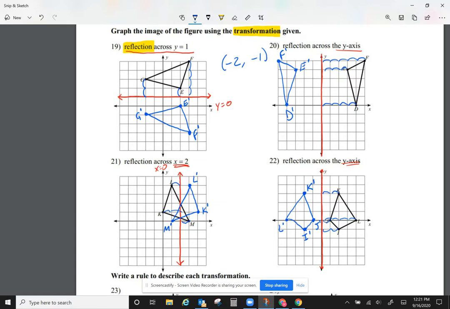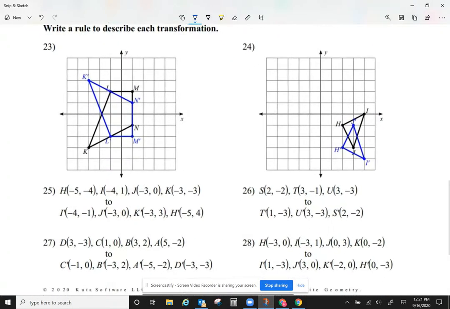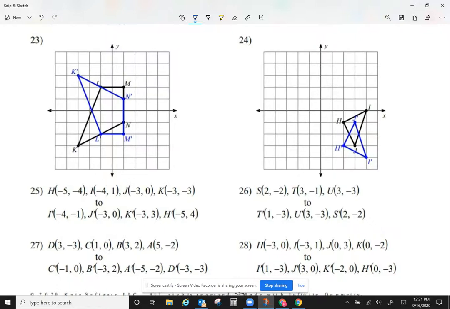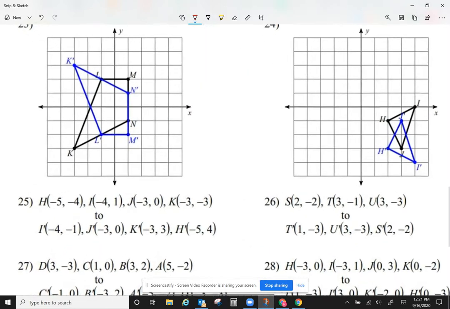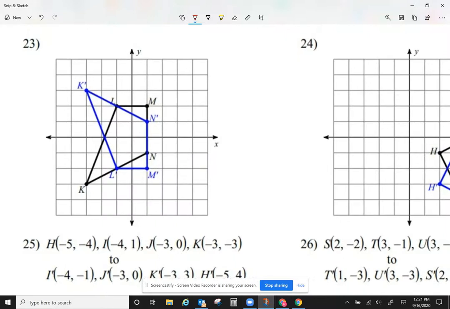Now, what you guys might struggle with a little is the rules. When I ask you, write the rule, if I give you the images, like questions 23 and 24, use the points that I gave you. Look at the K's. What I mean plural is K and K prime. Look at K and K prime and find the point in between them, right in the middle. If I do that, I'm going to get this point. So I'm looking for the point right in between K and K prime. Do the same for L and L prime. Let me find the point right in the middle.